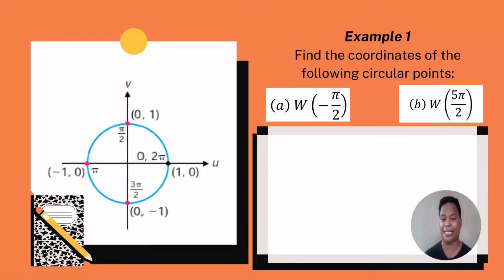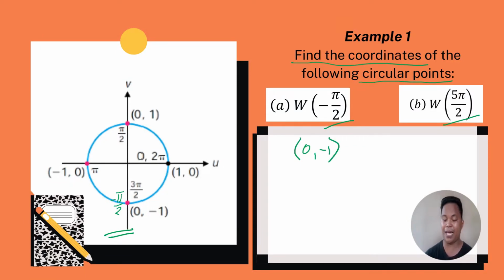Let's have the following example. We are going to find the coordinates of the following circular points. Letter A, W at negative pi over 2. Letter B, W at 5 pi over 2. This figure will help us to determine the coordinates of the following circular points. For letter A, we are to wrap clockwise, and we know that pi over 2 is equal to 1/4 of the circumference of the circle. Therefore, negative pi over 2 is here, and its coordinates are (0, -1).